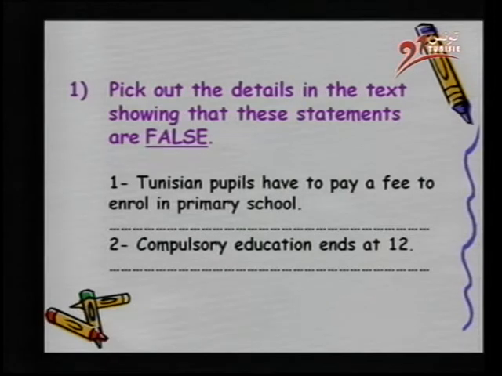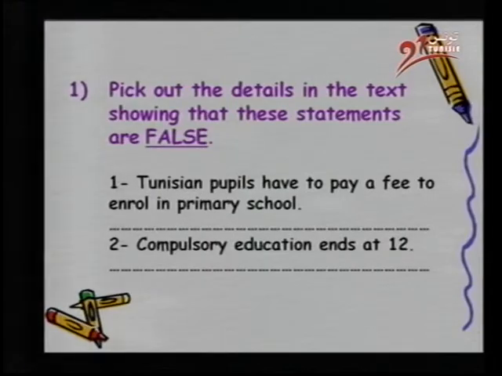Look at the first exercise. Pick out the details in the text showing that these statements are false. So I'll have you look again at the text. What for then? To pick out the details in the text that show that the 2 statements that you can see here are false. Let's read the statements first. Tunisian pupils have to pay a fee to enroll in primary school. Second item, compulsory education ends at 12.